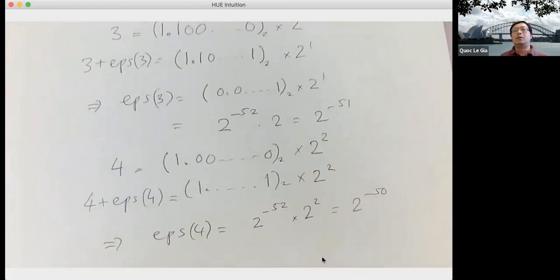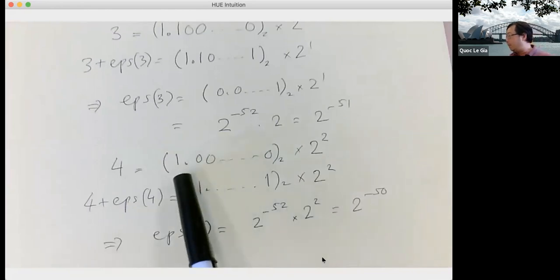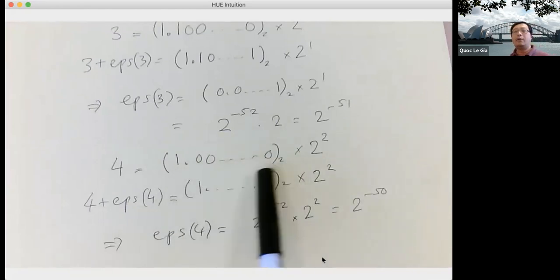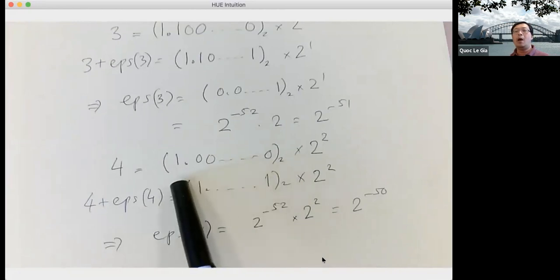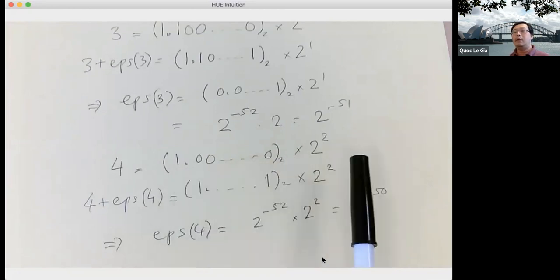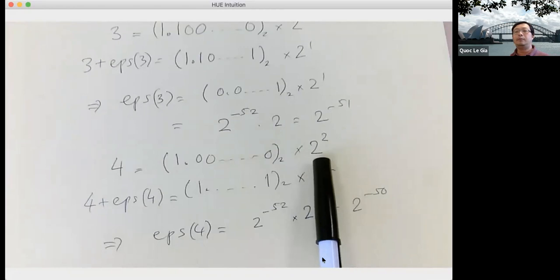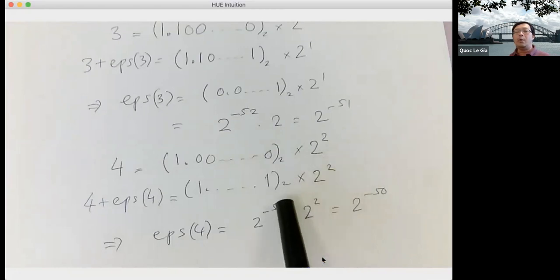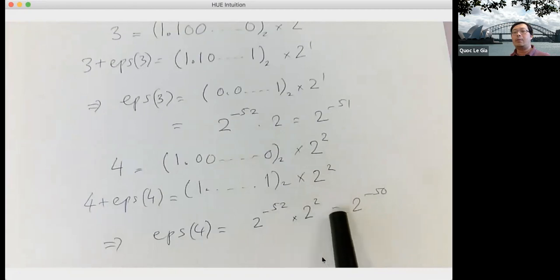Okay. So how do you define epsilon of any number? Well, first you have to expand it into a floating point number in a normalized form. Then you get out the power. Okay. And once you get out the power, then you just take epsilon of 1, which is 2 to the minus 52, multiply with 2 to that power, and you got epsilon. So you can check that.